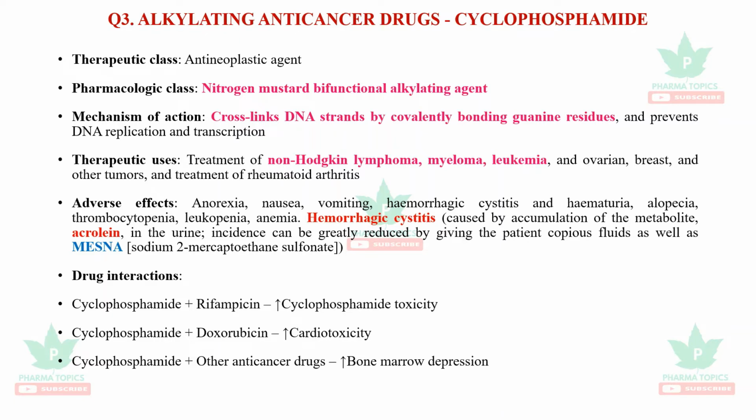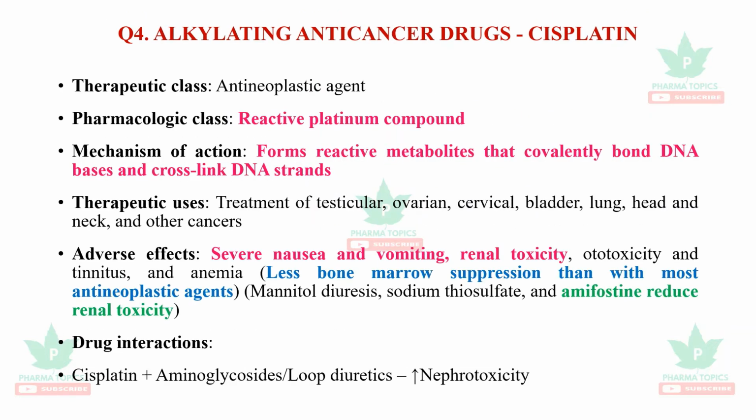It increases cyclophosphamide toxicity. With doxorubicin, cardiotoxicity is increased, and cyclophosphamide, when combined with other anticancer drugs, increases bone marrow depression. Question number 4 is a short note on CISPLATIN.